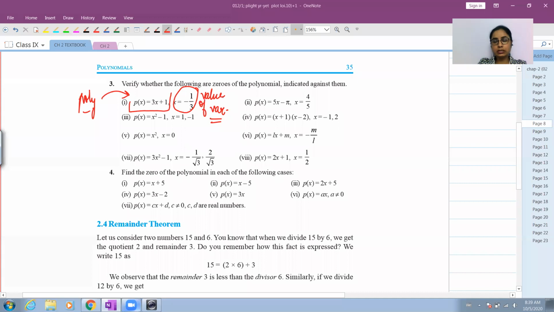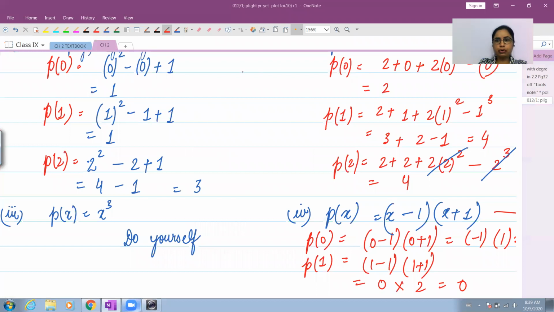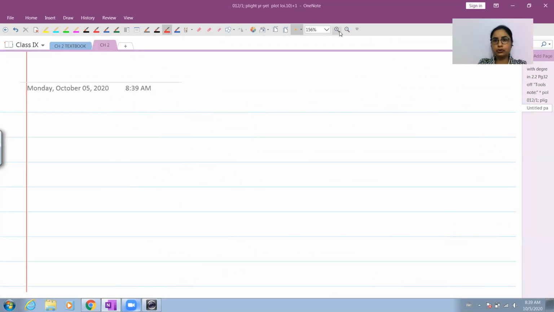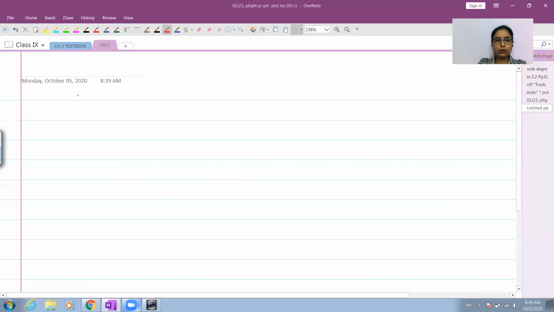If it is to be a 0, the answer after replacing our variable by the given value will be equal to 0. So I'll just show you one part and then you can do the rest of the parts on your own. It's just like question number 1 and question number 2. The only difference is if you get the answer as 0, you're going to write down that yes, the value that you had replaced your variable with is a 0 of the given polynomial. And they have given the representation this time.